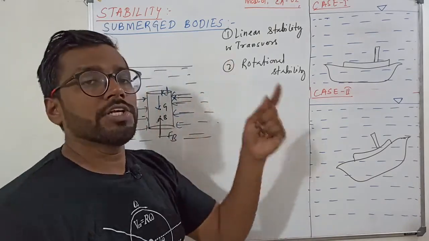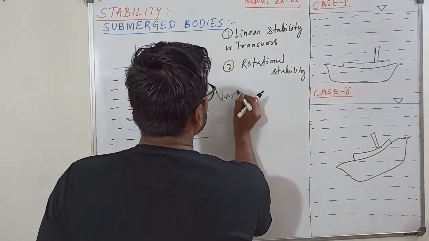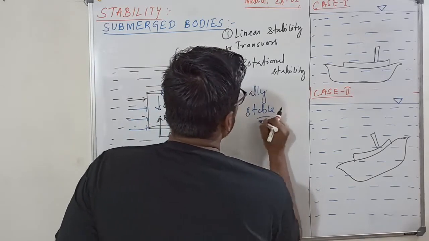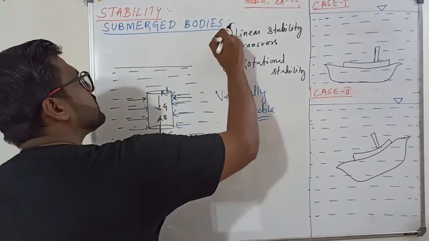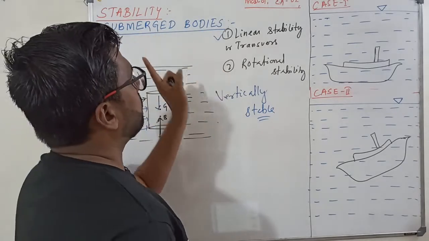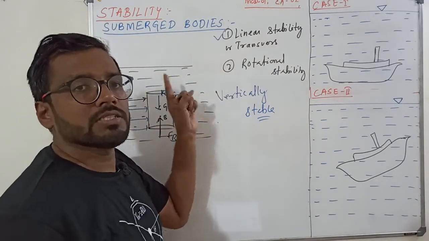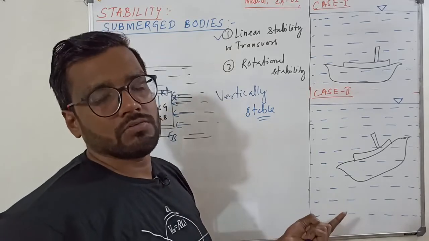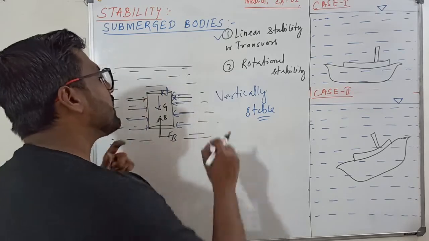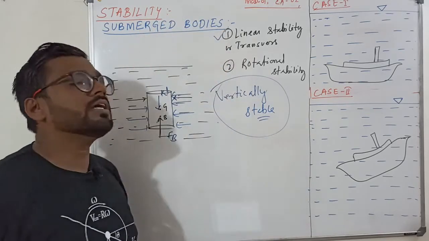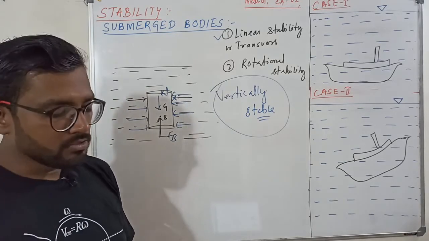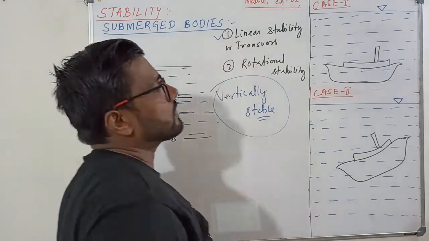Because they balance each other, by default your submerged body or a floating body is vertically stable. So this case is done. For any body, submerged or partially floating in water, the buoyancy force and the self weight balance each other. That's why the floating or submerged body is already vertically stable. So what do we need now? We need to go for rotational stability.